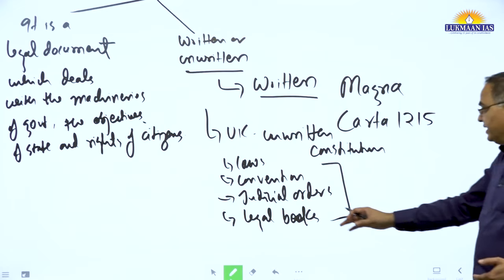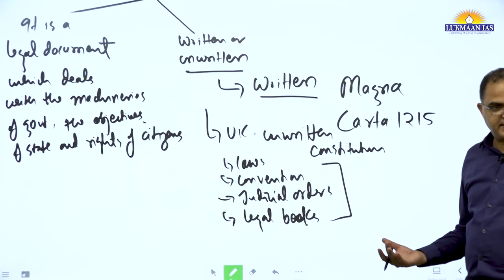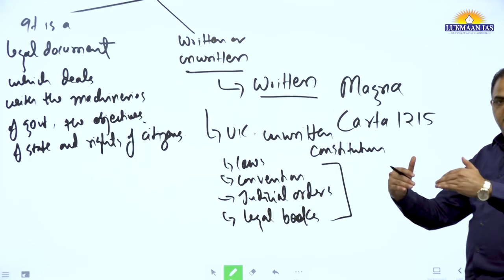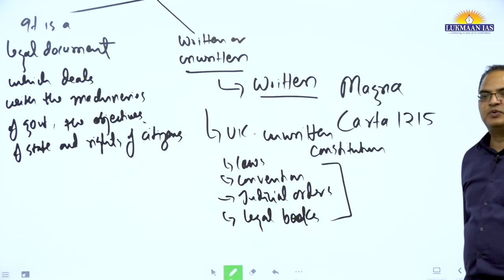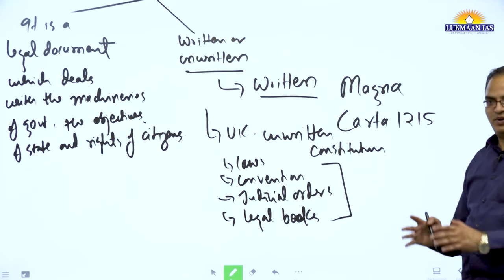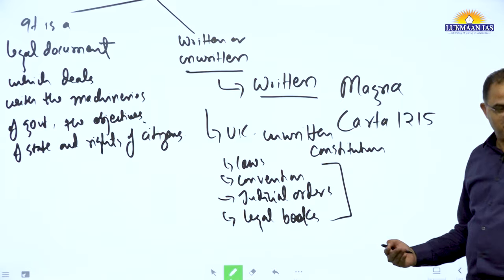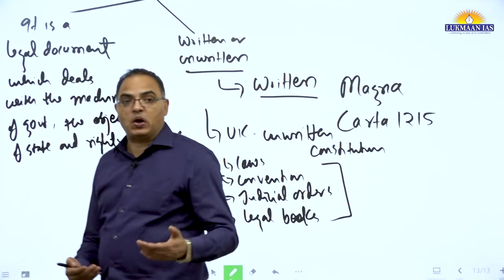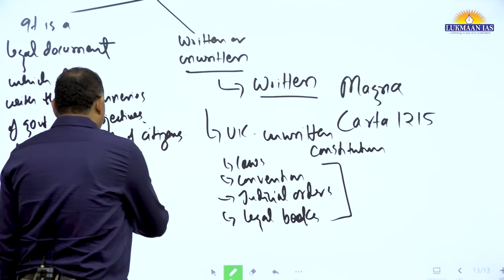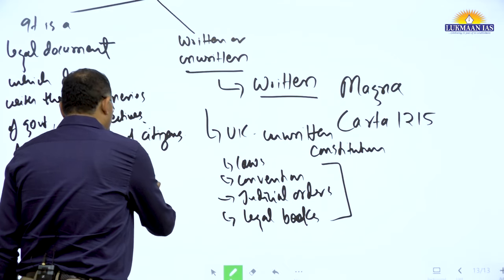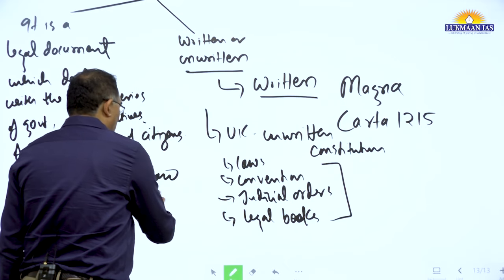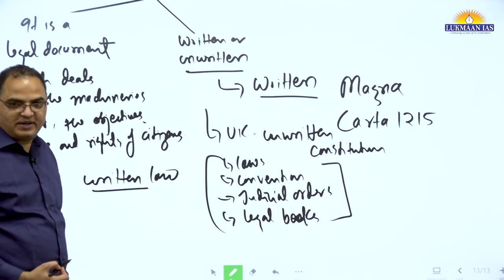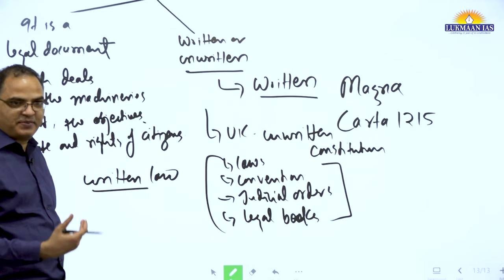Plus, judicial orders and judgments also become a basis for governance, and legal books, rule of law. The book itself is also serving as an aspect of the constitution. But when we have a written law, let's say, a written law may incorporate all of these, isn't it? It may prioritize and it can incorporate all.